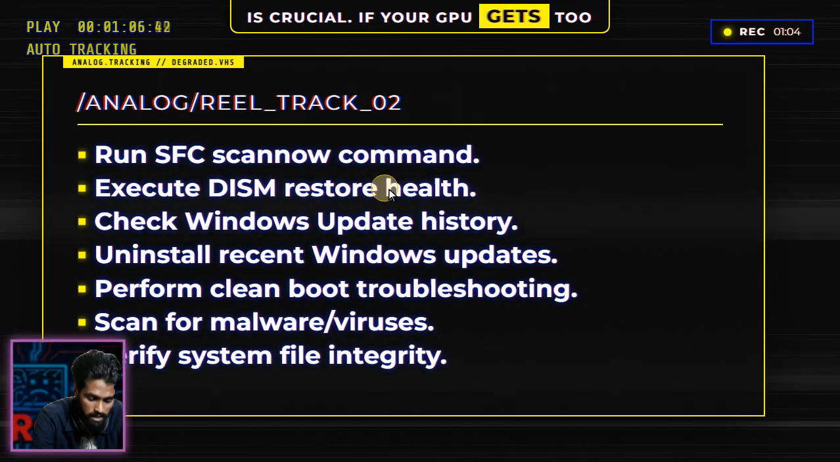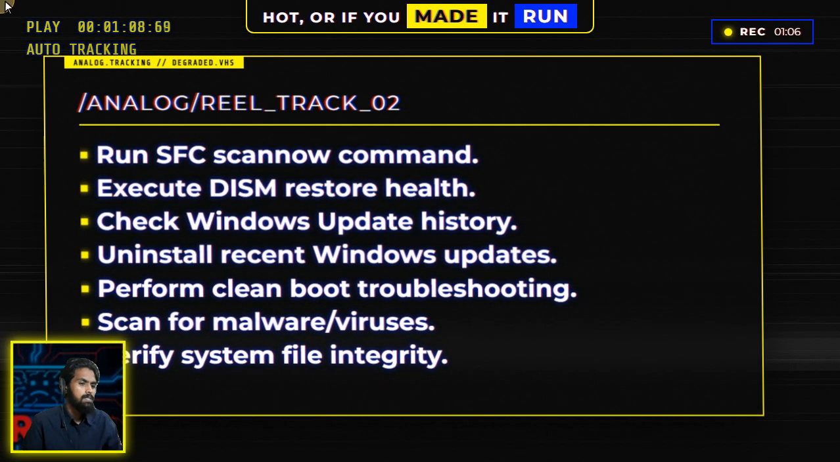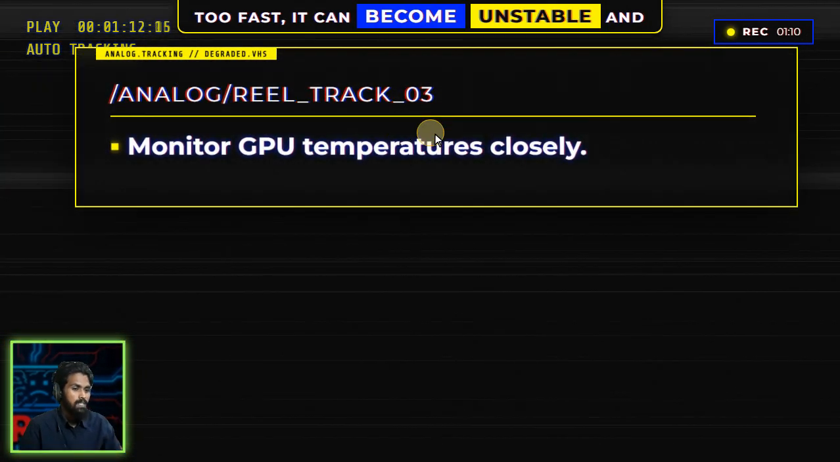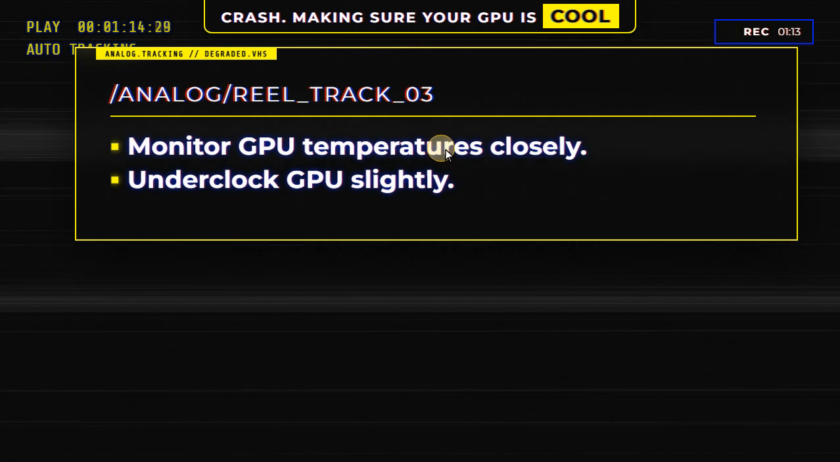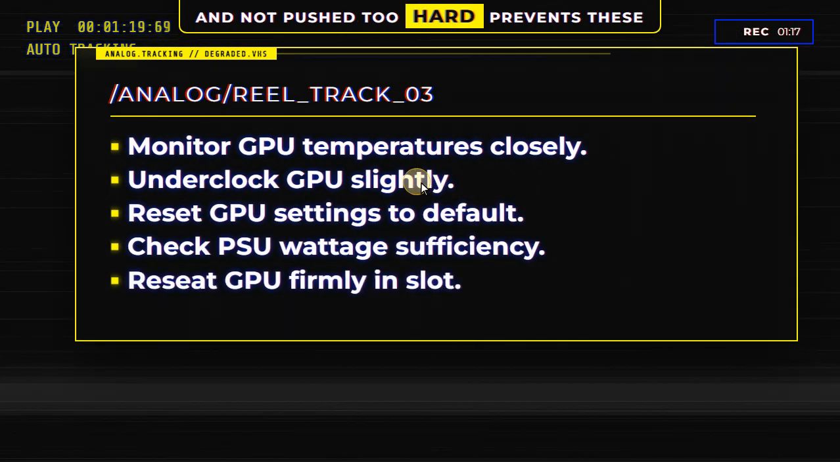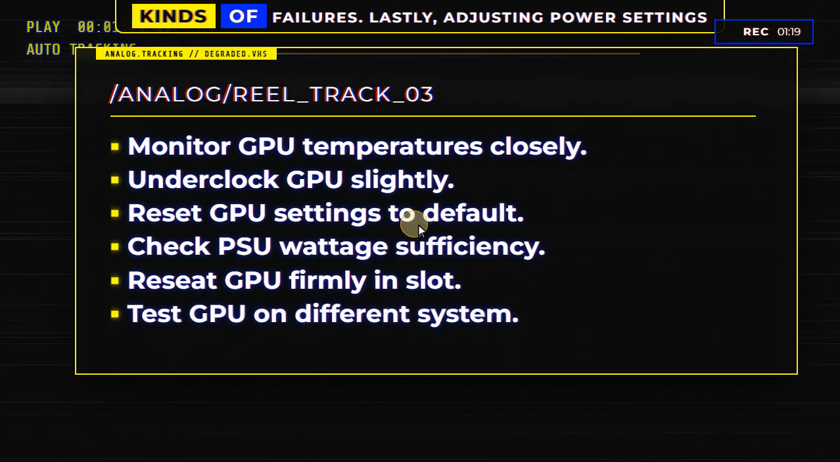Third, looking at your hardware and any overclocks is crucial. If your GPU gets too hot, or if you made it run too fast, it can become unstable and crash. Making sure your GPU is cool and not pushed too hard prevents these kinds of failures.